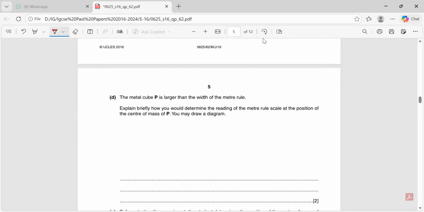Now, the metal cube P is larger than the width of the meter rule. This is very important. Explain briefly how you would determine the reading of the meter rule scale at the position of the center of mass of P. You may draw a diagram. Now, what to do here, my dear friends? This is very, very important.